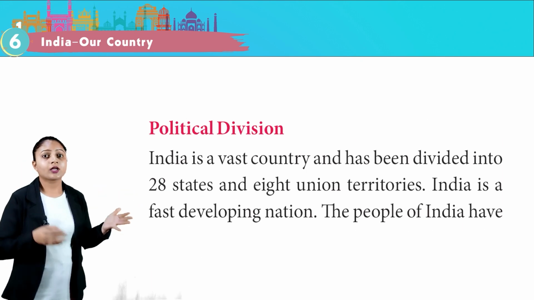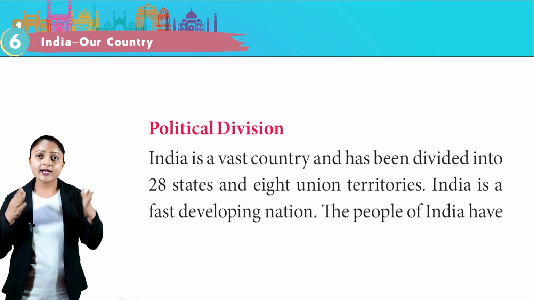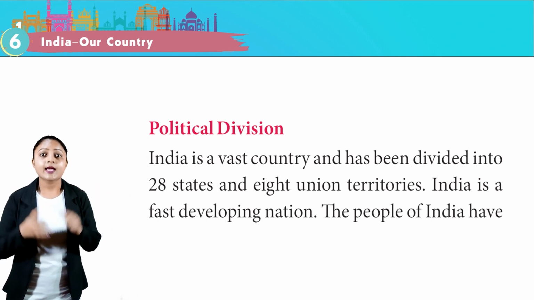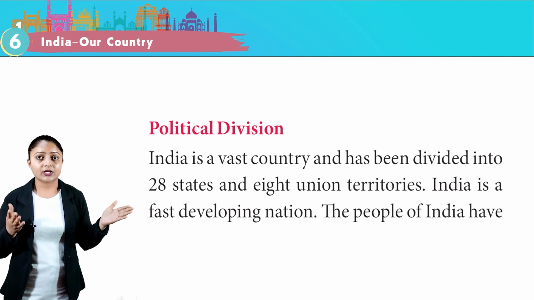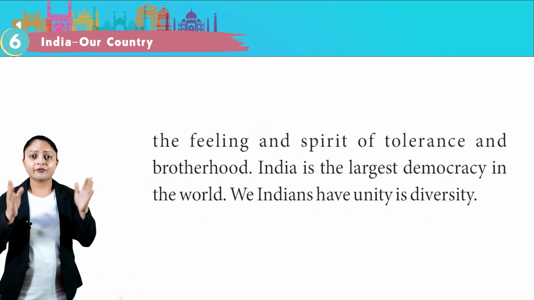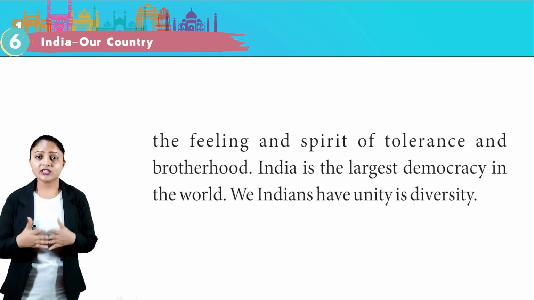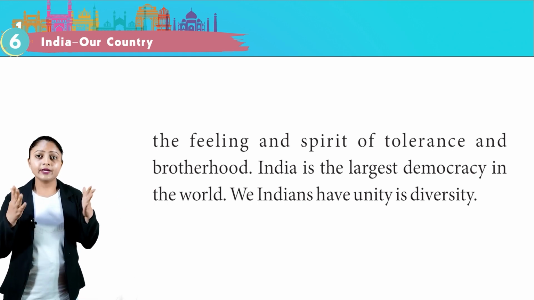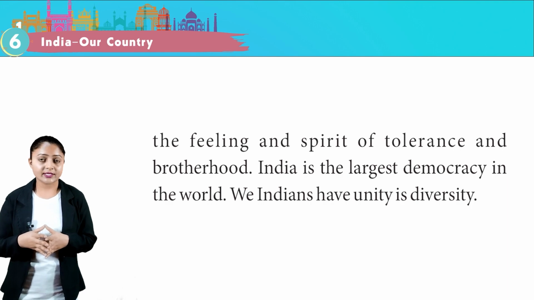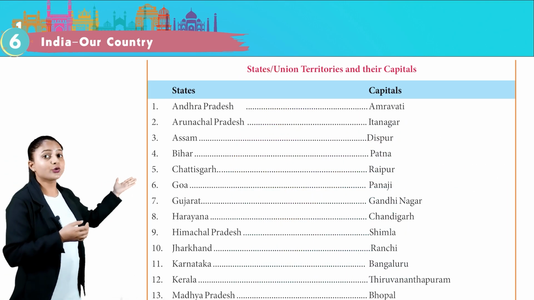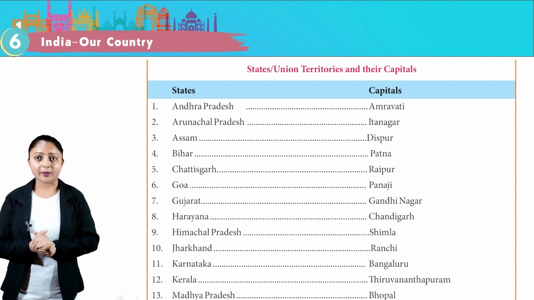Political division. India is a vast country and has been divided into 28 states and 8 union territories. India is a fast developing nation. The people of India have the feeling and spirit of tolerance and brotherhood. India is the largest democracy in the world. We Indians have unity in diversity. This is the political map of India. States/union territories and their capitals.